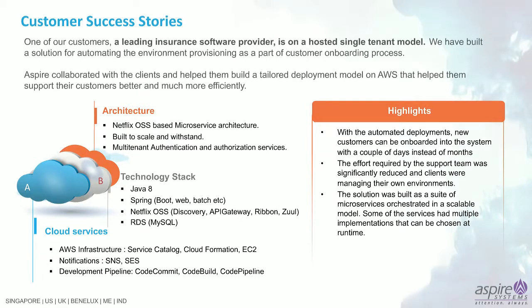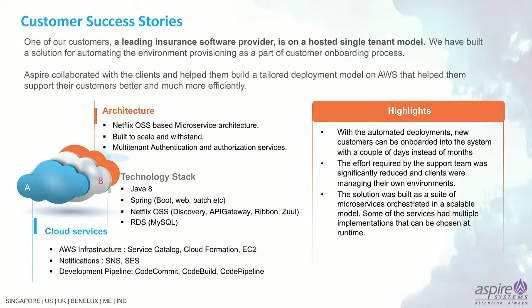The second customer is a leading insurance provider. They moved from an on-premise solution to a hosted SaaS single-tenant solution. You will know that the time taken to onboard a customer is huge in a hosted solution. We developed here an architecture for the customer that automates the entire environment provisioning of their customers. We collaborated with the client and helped them in building this tailored deployment model in AWS that helped them support their customers better and onboard them much more efficiently.